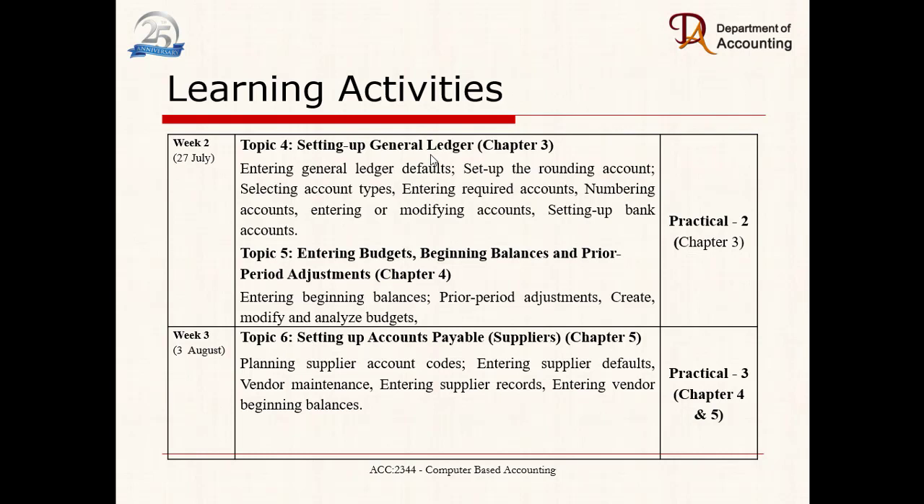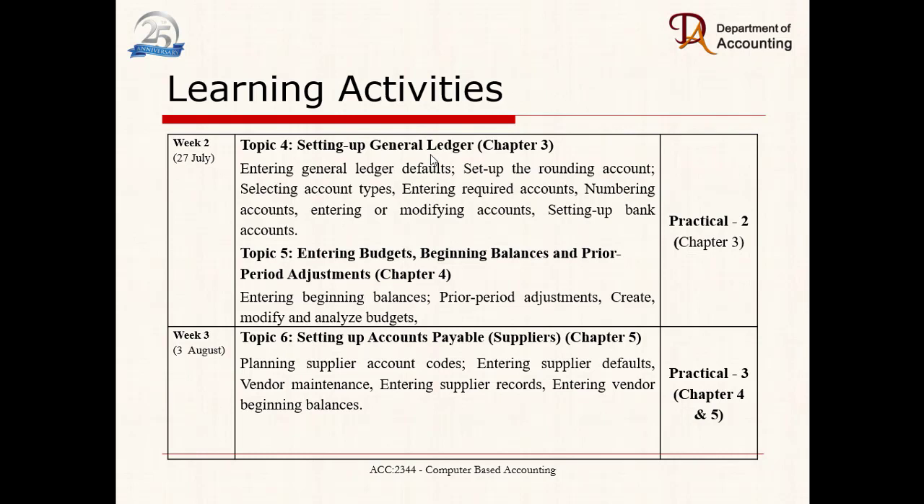So, in this computerized environment, in this computer-based accounting package, we have this general ledger. That is one of the crucial aspects. There you have to set some default information. Most importantly, you have to set something called a rounding account. You would witness that there can be some rounding differences when you are working in ledger accounts.